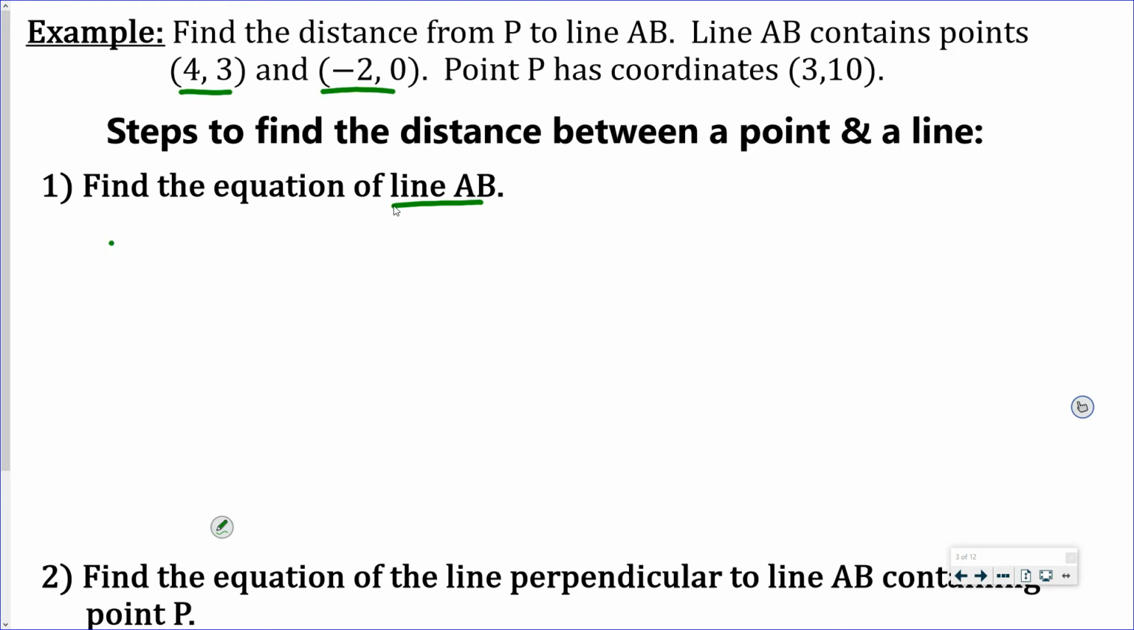That's these 2 points. Let's start with our slope. Change in y over change in x. 0 minus 3 over -2 minus 4.